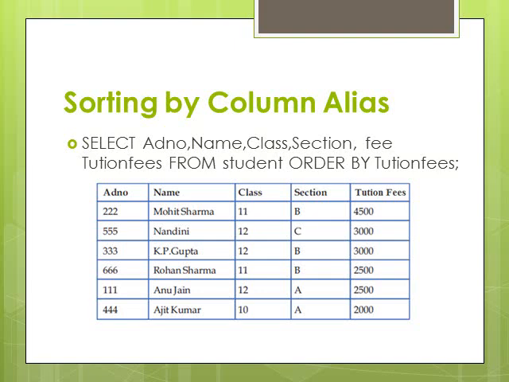So query, you can see select ADNO, comma name, comma class, comma section, comma fee, comma fee space tuition fees from student order by tuition fees. In this order by clause, we have used alias name tuition fees for the column fee, and it is giving the similar output if we have used fee in the order by clause. So output is arranged as per fee in ascending order.